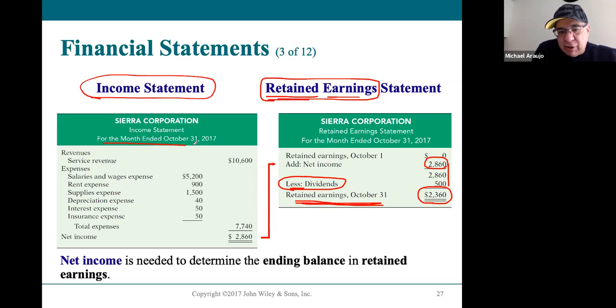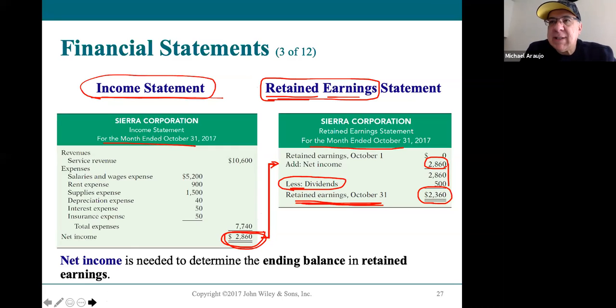Notice too, as I mentioned to you earlier, that both statements are for the exact same period of time, because you have to calculate the profit before you can tell us how much of profit is going to be retained. So you have to do the income statement first. It's always the first statement done before you can go ahead and do a retained earnings statement, because the retained earnings statement is based on the answer to your income statement. So no income statement, no retained earnings statement, can't do it. So you have to do it in that order.